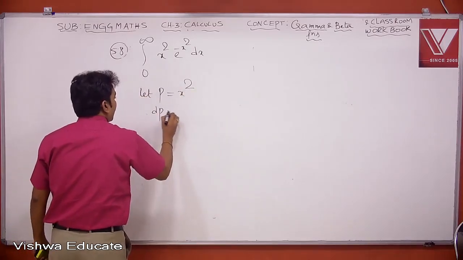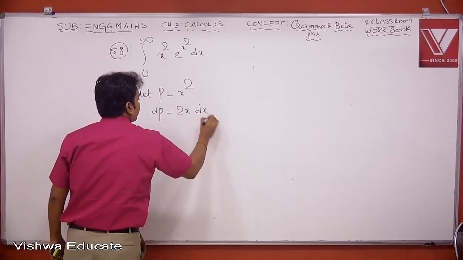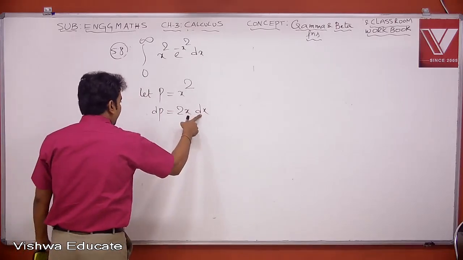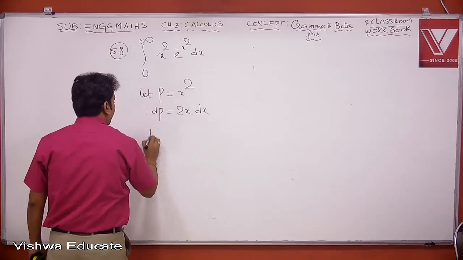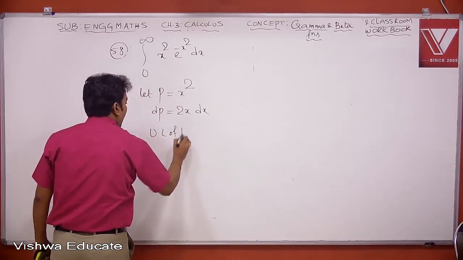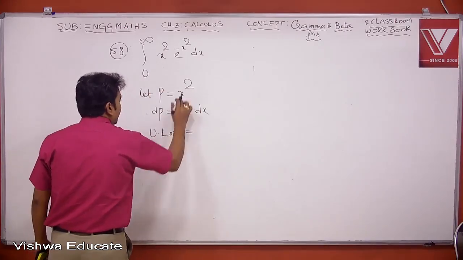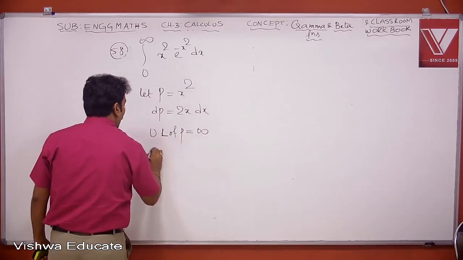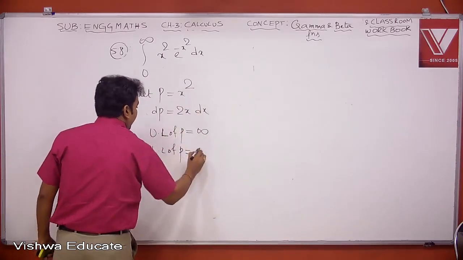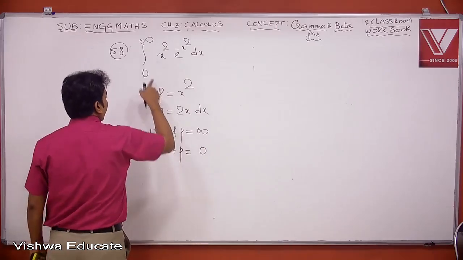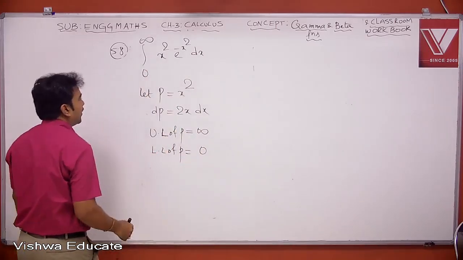So dp equal to 2x dx. Now in that case, what is the dx value? dx is dp by 2x. But the same limits will work even for p also. Upper limit of p is infinity square, infinity. Lower limit of p equal to 0 square, it is 0. Same limits are working even for p also, 0 to infinity.